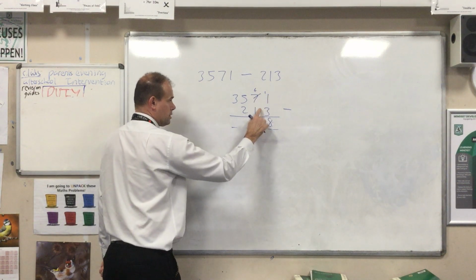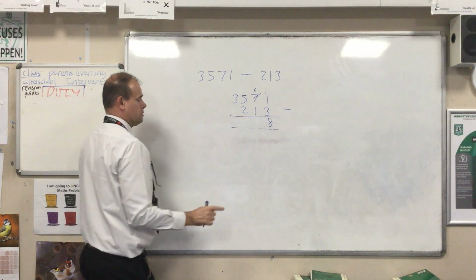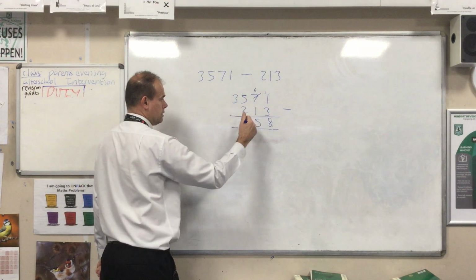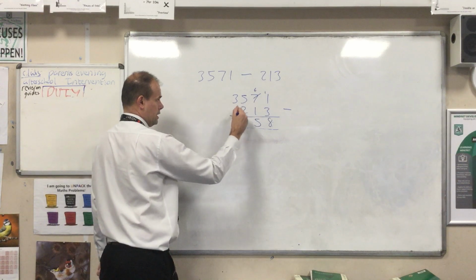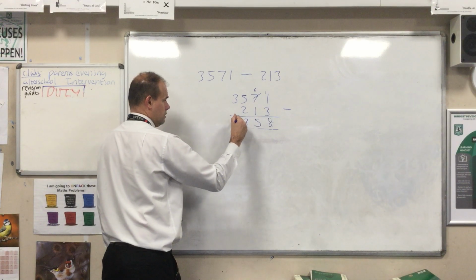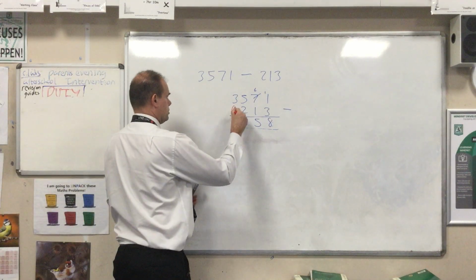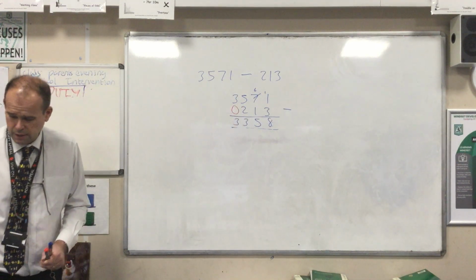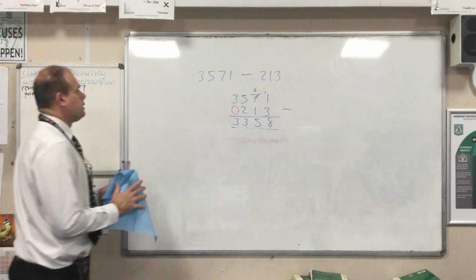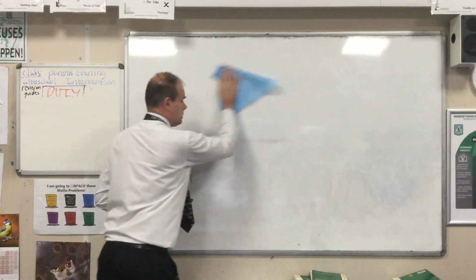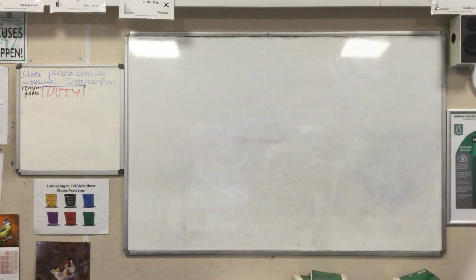6 take away 1 you can do because the number at the top is bigger than the number at the bottom, or at least equal to it. So 6 take away 1 leaves you a 5. 5 take away 2 is 3, and there's nothing there. 3 take away nothing is 0. Sometimes some students put a 0 there just to help them. Okay, that covers all of subtracting.